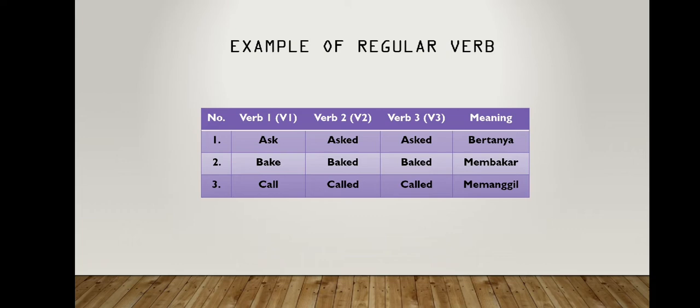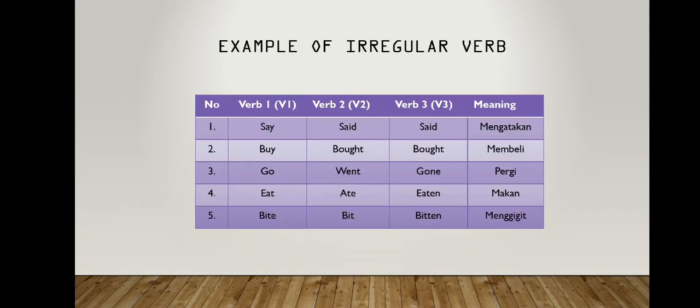This is the example of regular verbs. And this is the example of irregular verbs.